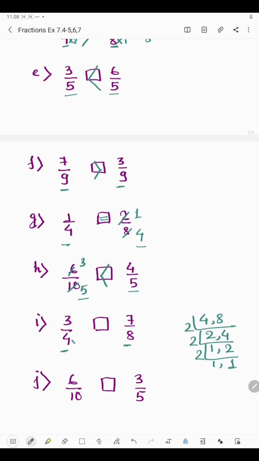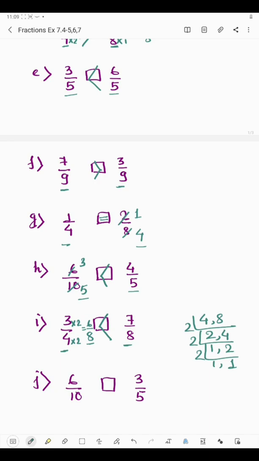So what should be multiplied by 4 to get 8? It's 2. So the same number to be multiplied to the numerator. So it's 6 by 8. Now see, here also 8, here also 8. So we can easily compare, as 7 is greater than 6. So we can say that 7 by 8 is greater than 6 by 8. Okay. Now coming to next part.